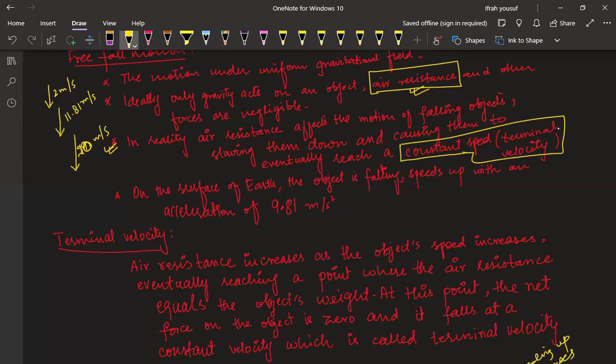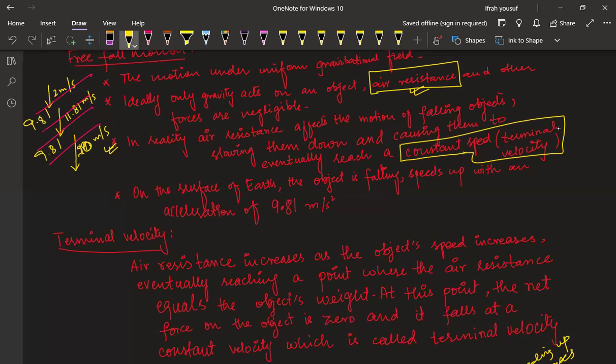So what are you observing here? Every moment, in every second, there's a difference of the speed. There's a difference of the speed, yes? So what is the difference in each moment, in every second? It's around 9.81, right? Around 9.81.